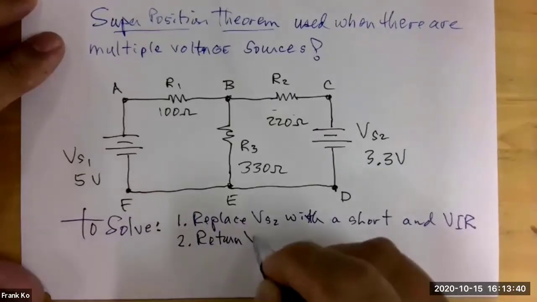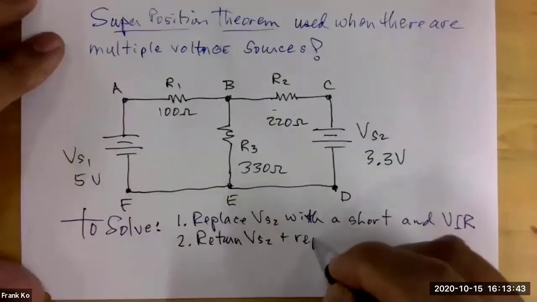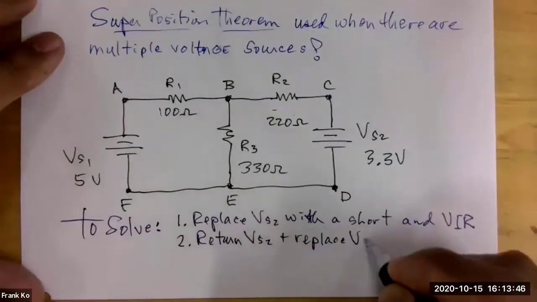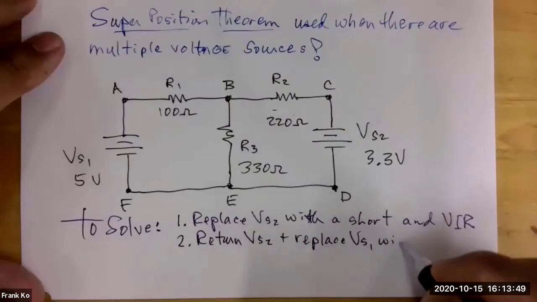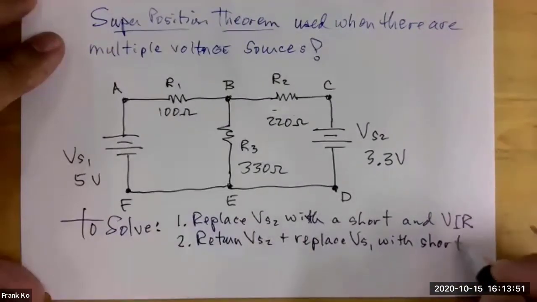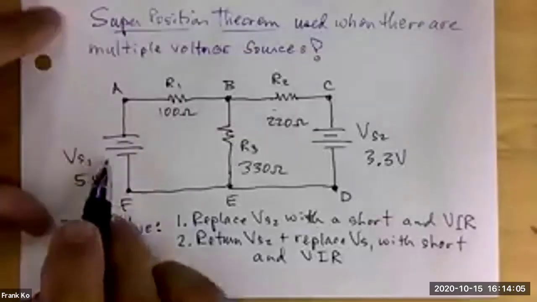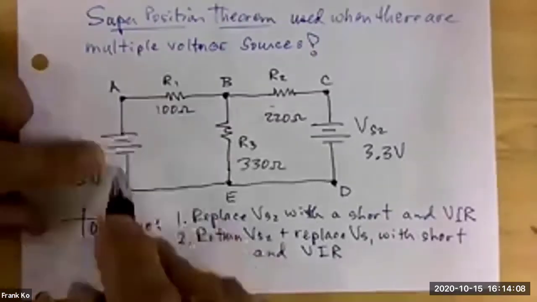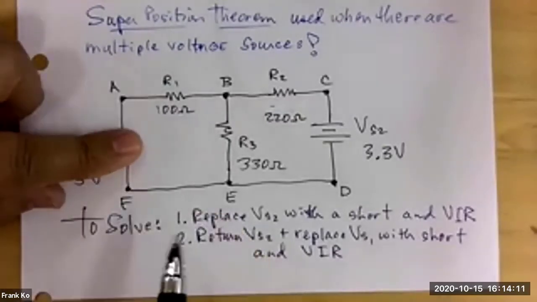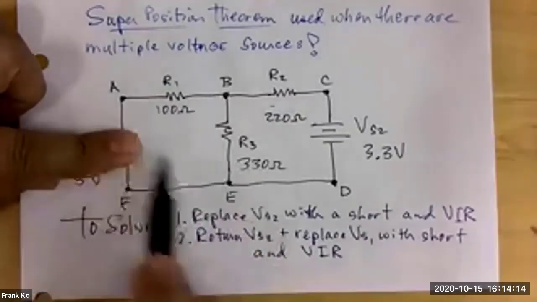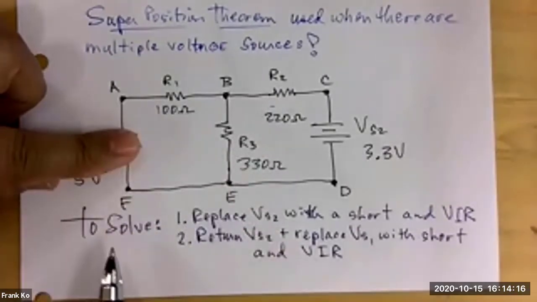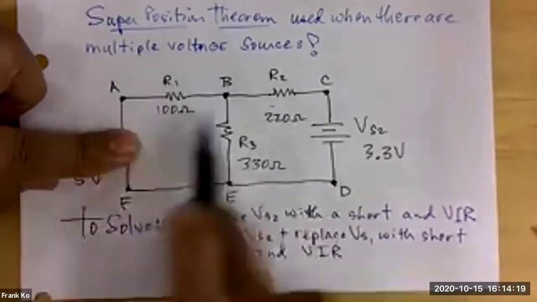After you complete the VIR for step 1, then number 2, return VS2 and replace VS1 with short and VIR again. So what that means is you're going to bring back in VS2 exactly as this is drawn. But where VS1 is in this drawing, I'm going to put a bare wire in there. And by putting a bare wire in here, it becomes, again, a simple series parallel circuit, and you do another VIR chart for this.